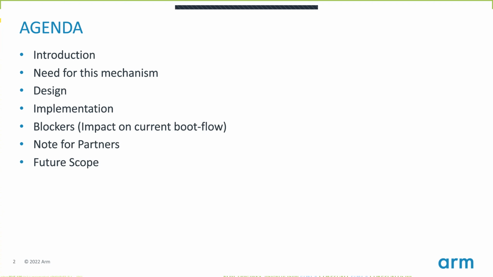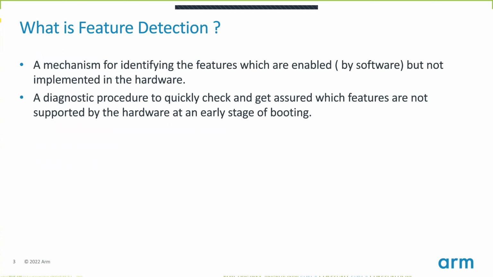Moving ahead, the first question is, what is this feature detection mechanism all about? As the name suggests, we are trying to identify the architectural features which have been implemented in TFA, whether they have been properly enabled or not. Usually we have a build flag for each and every feature, and we enable them during compilation. We need to ensure that the flags which have been enabled are enabled correctly, and that they match the hardware as well. With this mechanism, we can quickly ensure whether they are properly enabled or not.